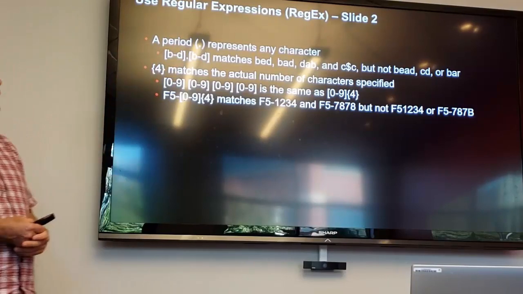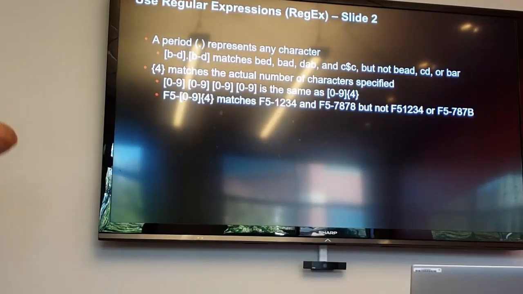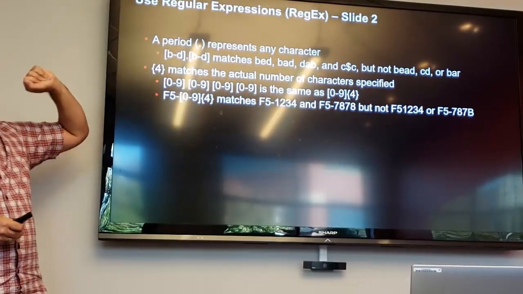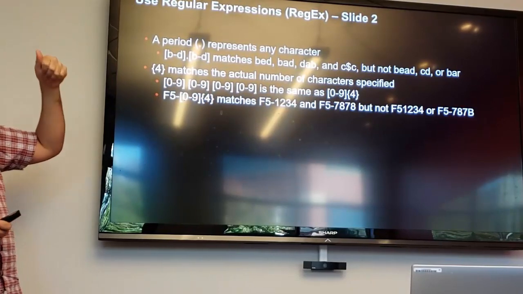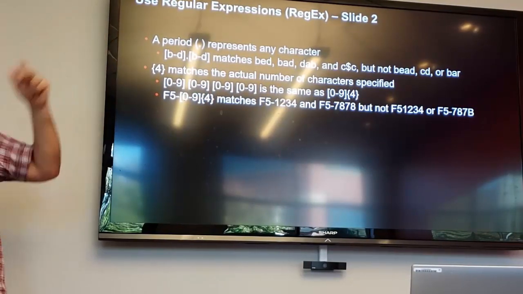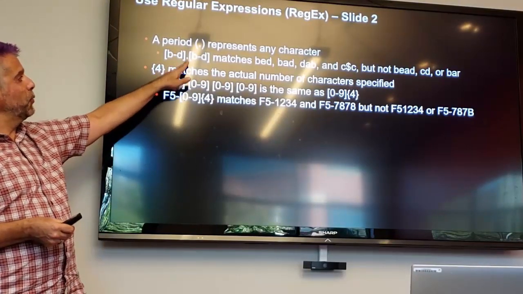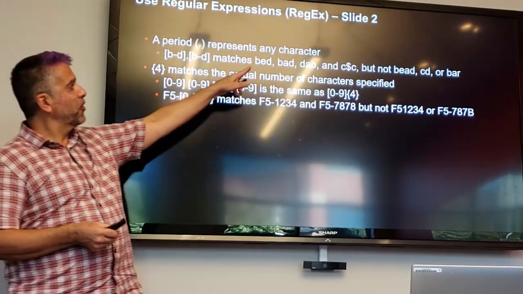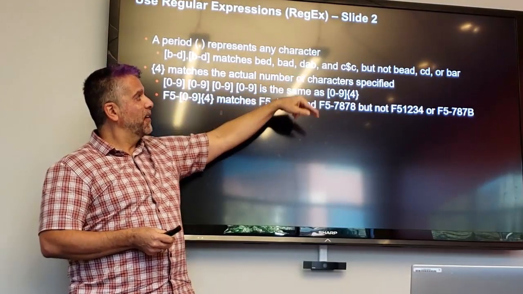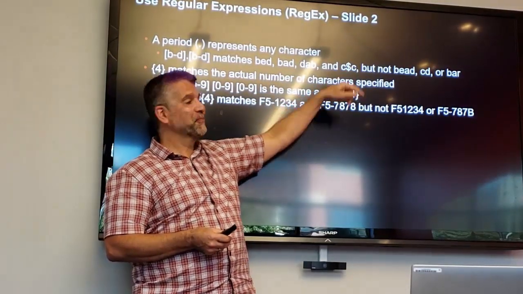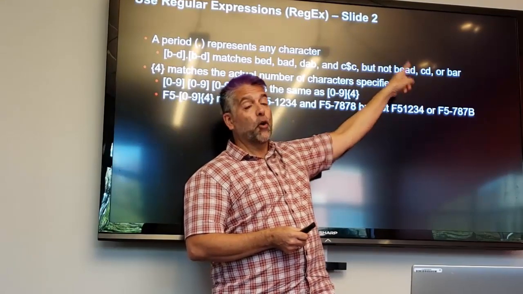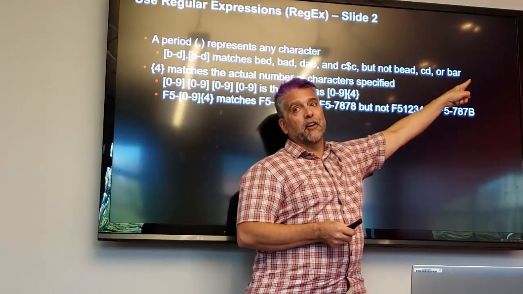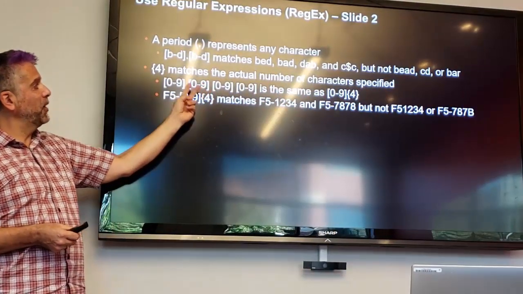A period represents any character. Any character at all. So B through D will match letters B, C, D only, in lowercase. So B through D with any character followed by B through D. Remember, this is any character. So it'll match bed and bad and even dad and even this, any keyboard character. But not bead, because it's only one keyboard character that it can match. And not bar, because the last letter there, R, is not between B and D.